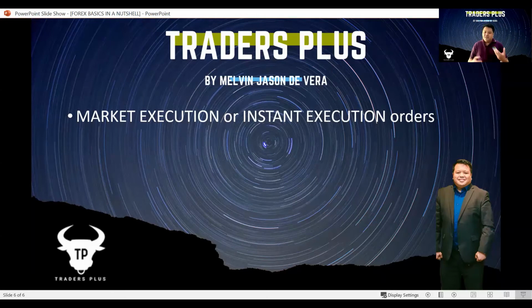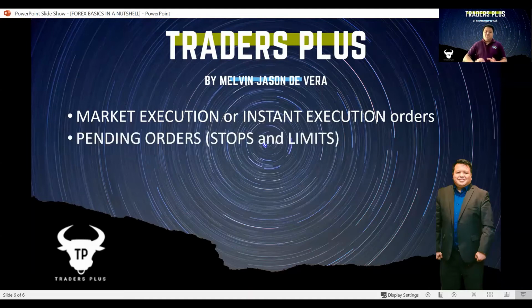Ang medyo nakakalito para sa mga beginners ay yung mga pending orders, lalo na yung between stop and limit. Okay? So dito tayo muna uli mag-focus. So again, when you say market execution or instant execution, you are right there and then taking the trade. Okay, so example po, ipapakita ko sa MetaTrader.